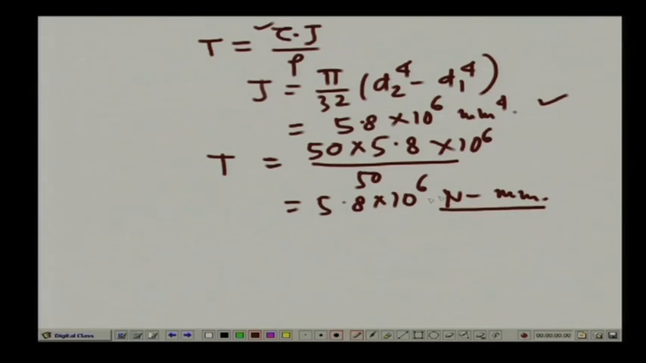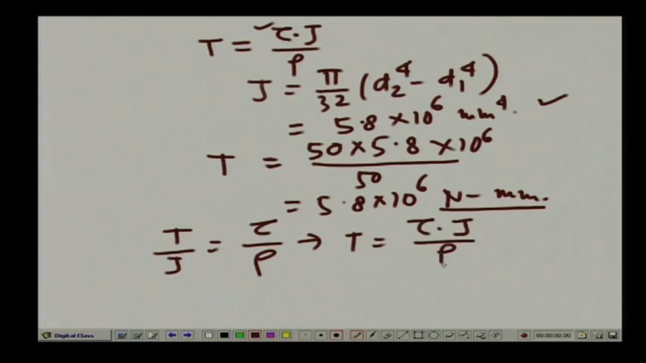So, this is the twisting moment. Now, corresponding to the twisting moment, we will have to find out the diameter. Again, from T by J is equal to tau by rho, we write that T is equal to tau times J by rho. So, this gives us J as pi d to the power 4 by 32 and rho is d by 2.